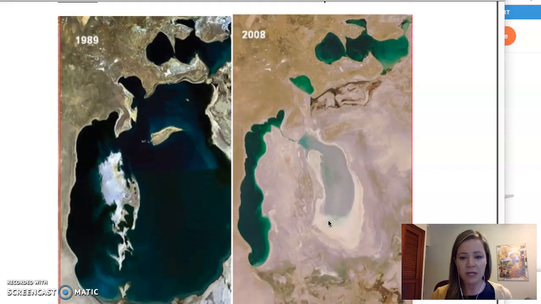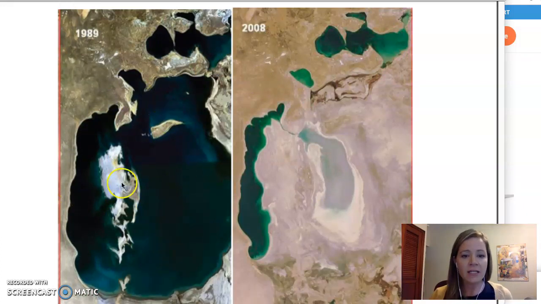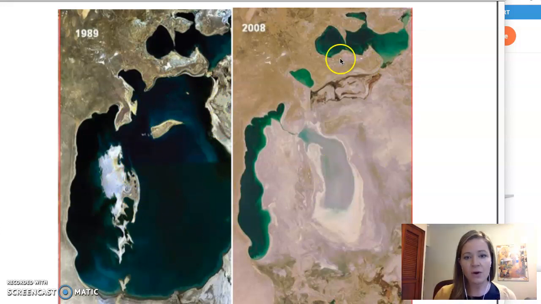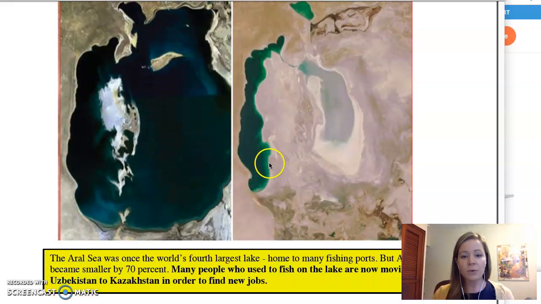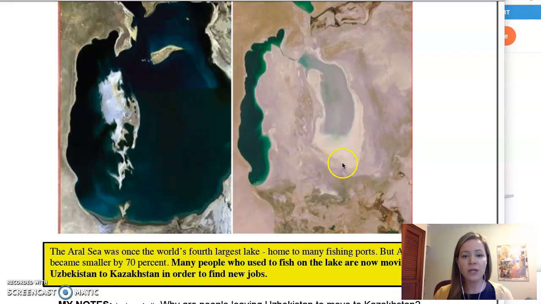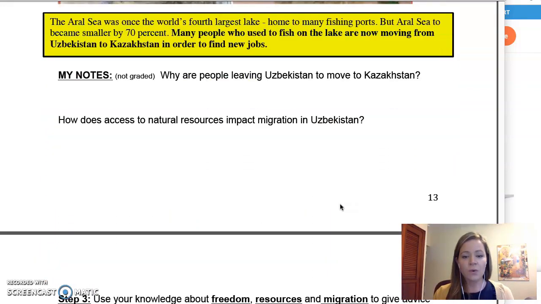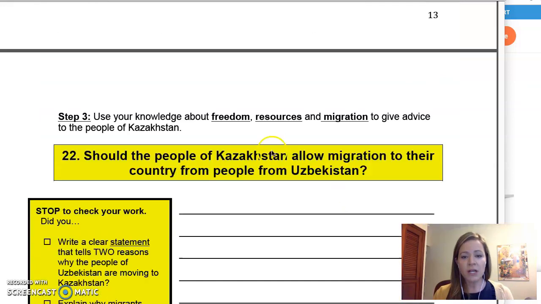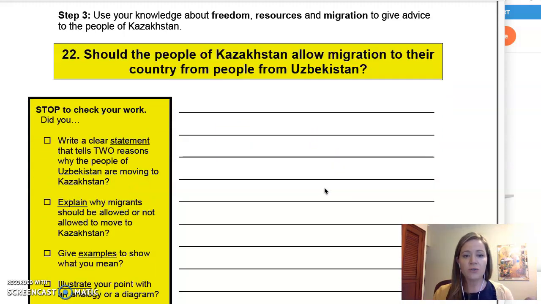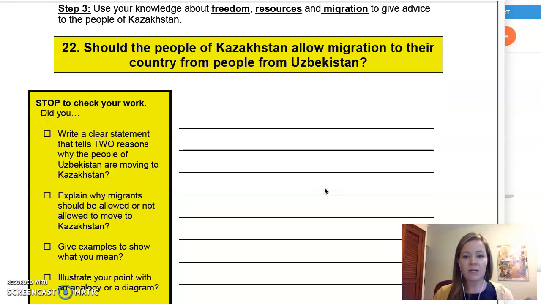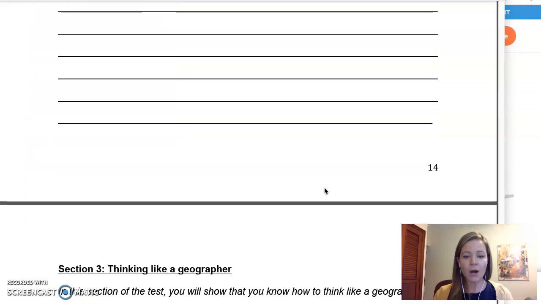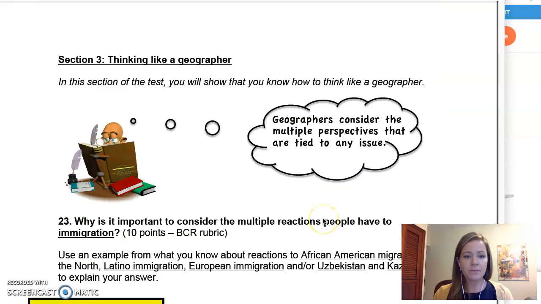So this picture is actually in our secondary book, where we're looking at, in 1989, the RLC was the 4th largest fresh body of water, and now it's drying up. And so a lot of people whose livelihoods were dependent upon this huge lake have lost their industry, they've lost their livelihood, and so they're migrating. And so we want students to understand the situation and use their knowledge from class, from previous situations about freedom, resources, and migration, to sort of unlock the situation and give advice to the people of Kazakhstan about allowing migration from Uzbekistan.